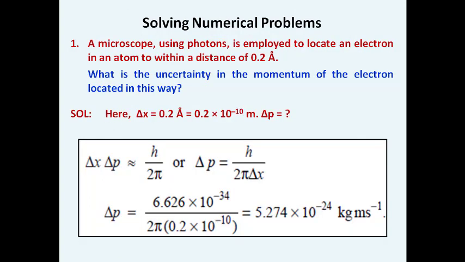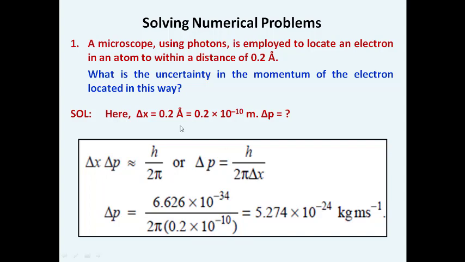Now we are going to explain certain numerical problems related to the topic we discussed in this class. The first example: a microscope using photons is employed to locate an electron in an atom to within a distance of 0.2 Angstrom. What is the uncertainty in the momentum of the electron located in this way? This is the question given.